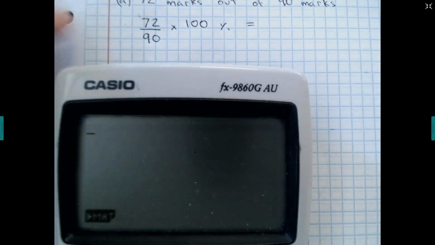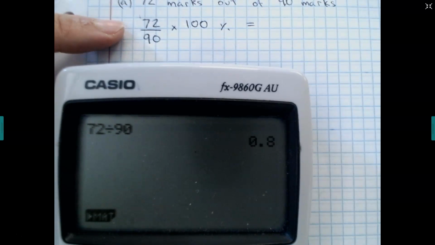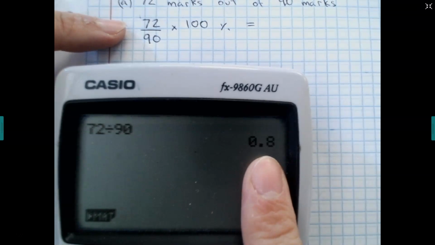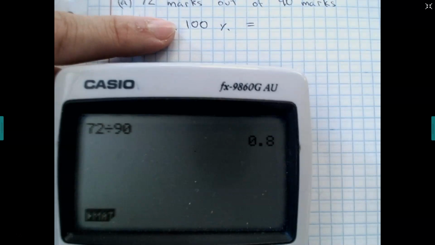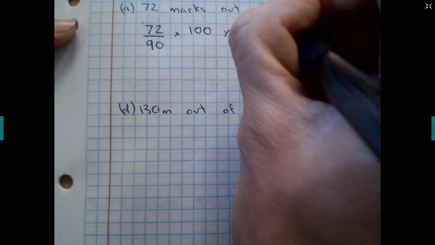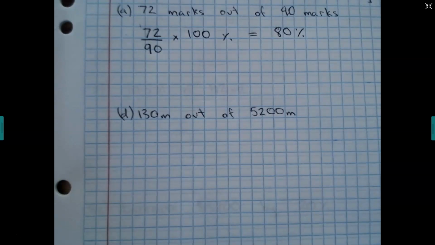So, all I'd have to do is 72 over 90, which is essentially just 72 divided by 90, and then that's 0.8, so that would be that fraction in decimal. To convert it to a percentage, you then multiply by 100. So times 100 gives me 80. So that gives me 80%. Alright, so you can see that they're actually quite quick when we use a calculator because we don't have to do any type of cancellation of fractions.